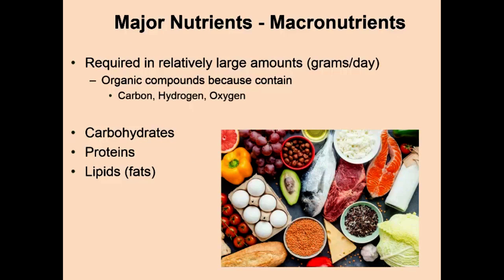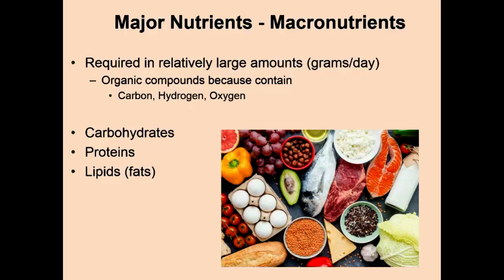Foods provide nutrients. Let's take a look at the different major nutrients that we will be discussing in this course. Nutrients are either going to be macronutrients or micronutrients. We're going to look at macronutrients first. So let's go ahead and define that. Macronutrients are required in relatively large amounts. We're talking about grams per day. These macronutrients are going to be organic compounds because they contain carbon, hydrogen, and oxygen. These are going to be nutrients you already know: carbohydrates, proteins, and lipids being fat.